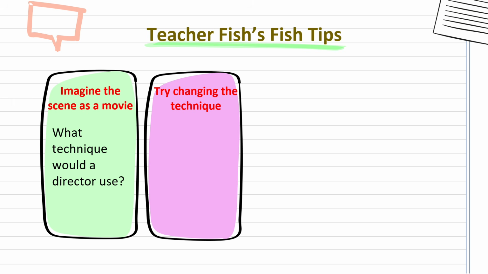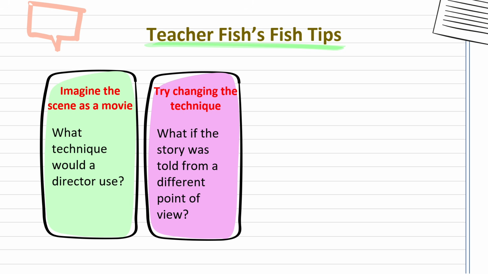Next, try changing the technique. What if the story was told from a different point of view? Or what if a flashback was removed? How would it change the impact? This builds critical thinking and helps you understand how narrative techniques shape meaning.